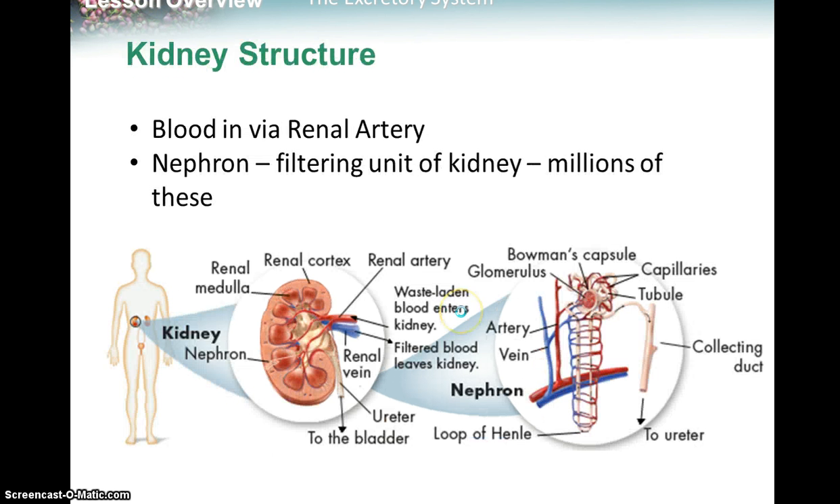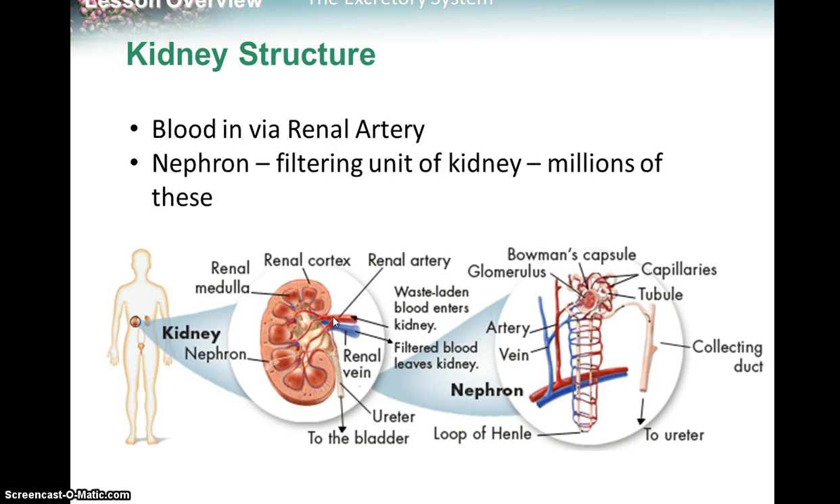Here we go. All right, on your little chart, start where it says body, and then you see blood and an arrow to a blank. Please write renal artery in that blank. So the blood comes from the body into the kidney through the renal artery. And you'll see the renal artery right up here in the red. And that simply means to bring the blood in.